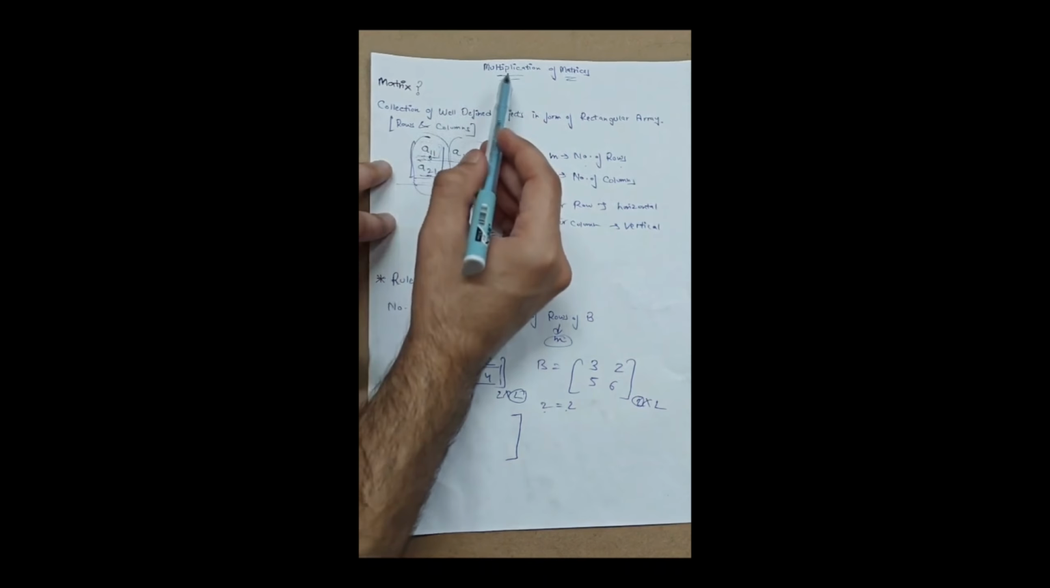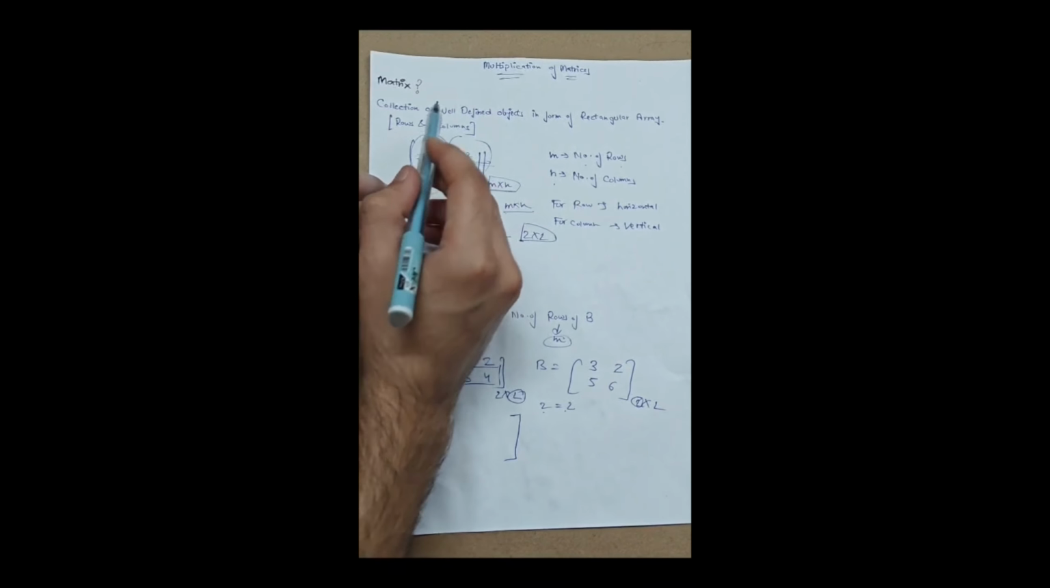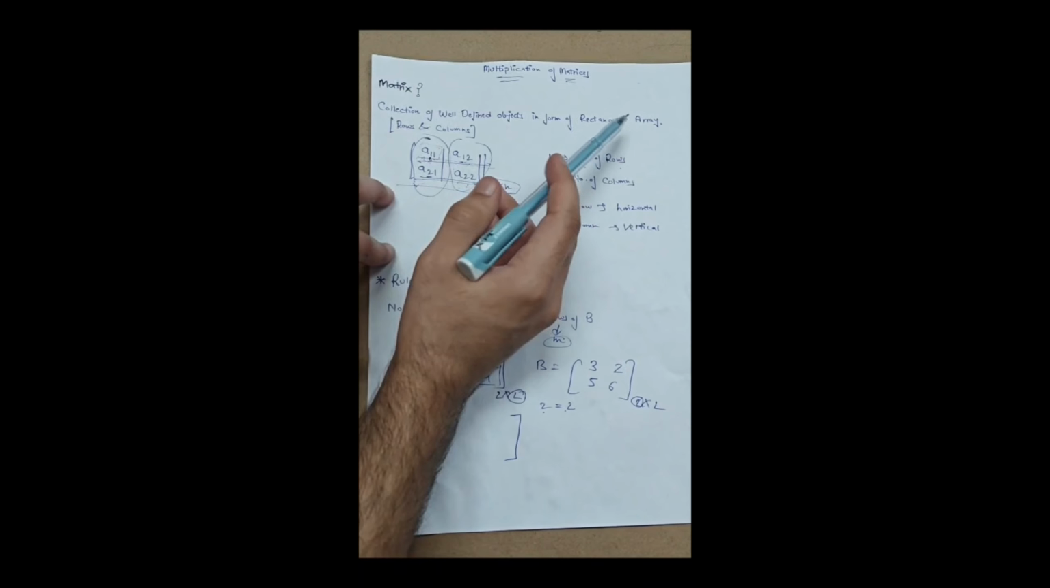In this video, we are going to learn multiplication of matrices. But before that, we need to know what exactly is a matrix. So matrix is a collection of well-defined objects in form of rectangular array.